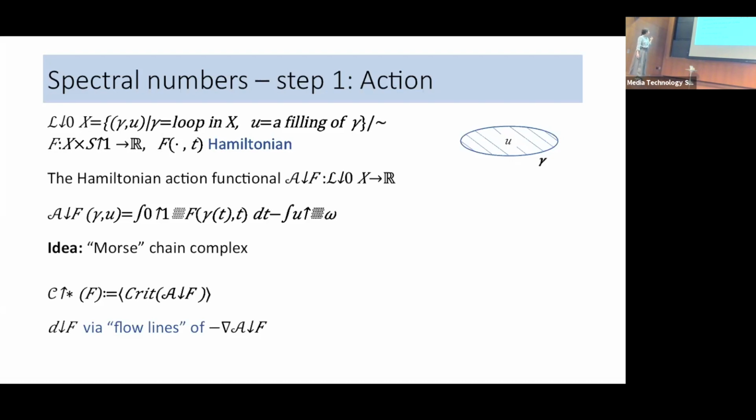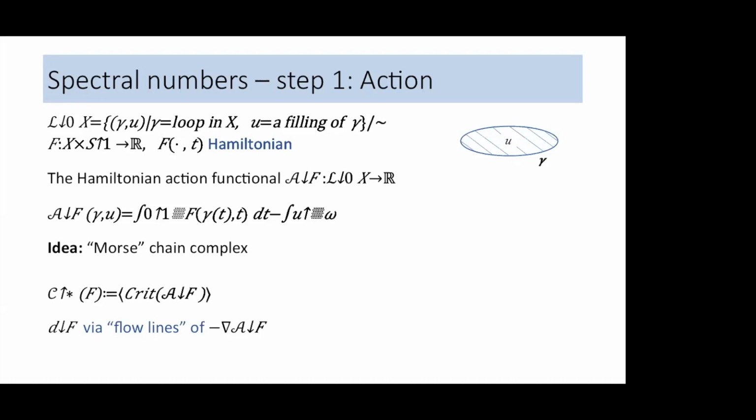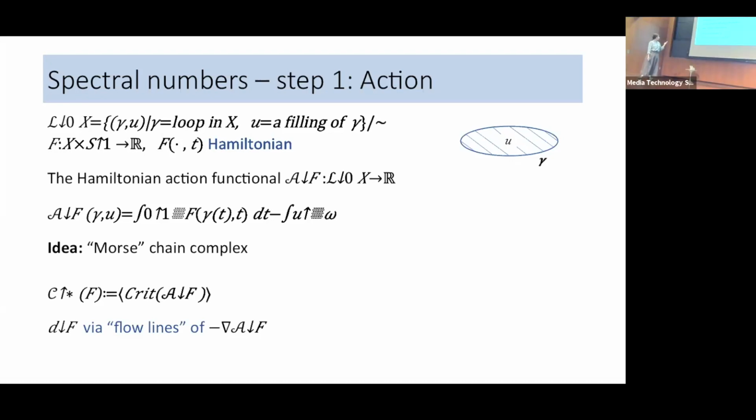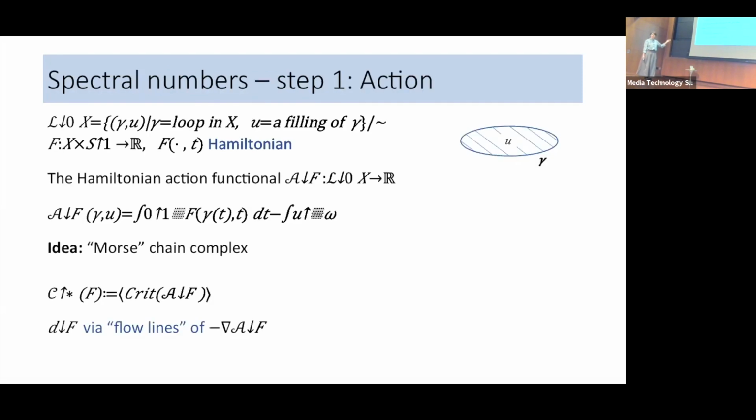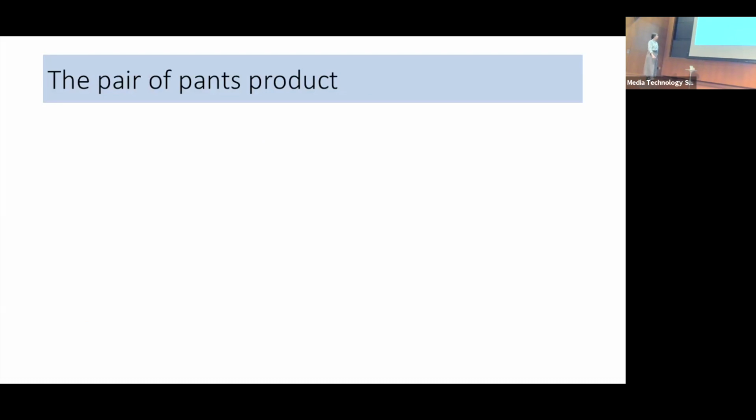So we construct a chain complex where the chain complex is generated by critical points of this functional, and there is a way to define a differential so that we get indeed a chain complex. So therefore a cohomology, and that cohomology comes with a product with a fancy name, pair of pants product, because that's what it looks like.